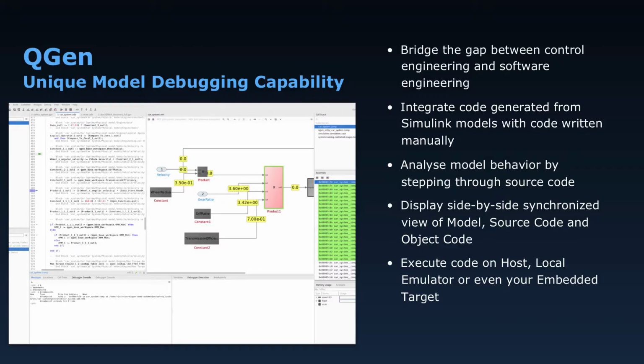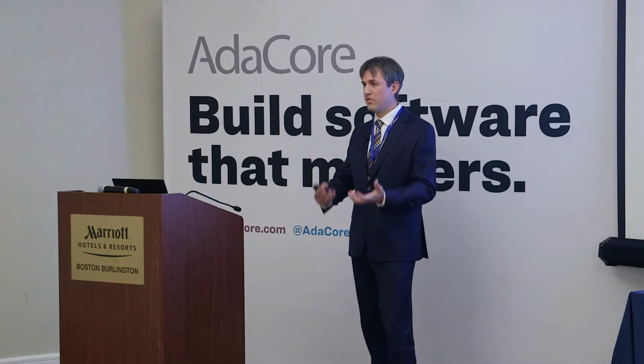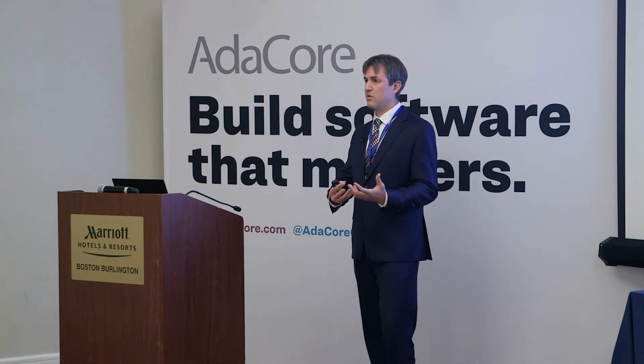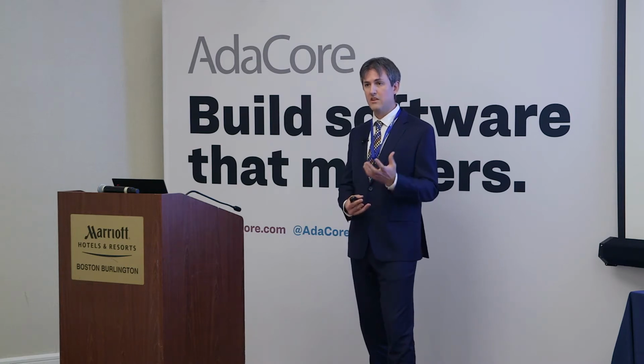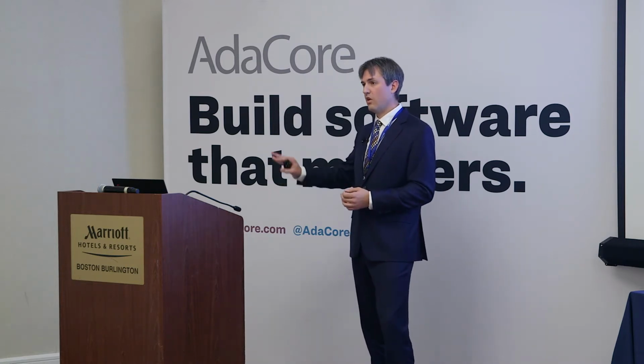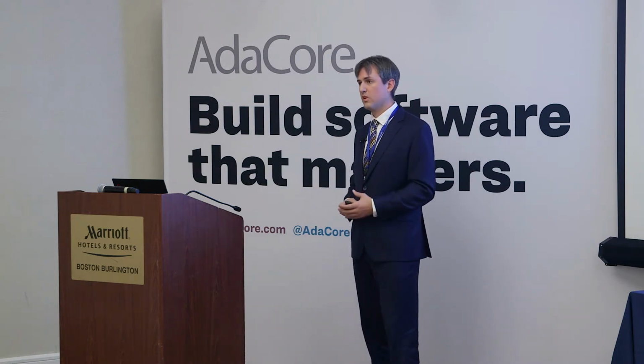QGen also provides a unique model debugging capability. Using QGen, you can actually debug code that's been generated from your models on your target. And the really great thing about what QGen does is it gives you the information that comes out of the debugger in a context that's relevant for your models. If you're used to doing model-based design, then you're used to thinking about your models in the environment of Simulink. You're used to thinking about simulation and looking at simulation results on your model. Now, while you actually execute the code on your target, you can get that same kind of information through the model. So we think that's a really powerful capability.